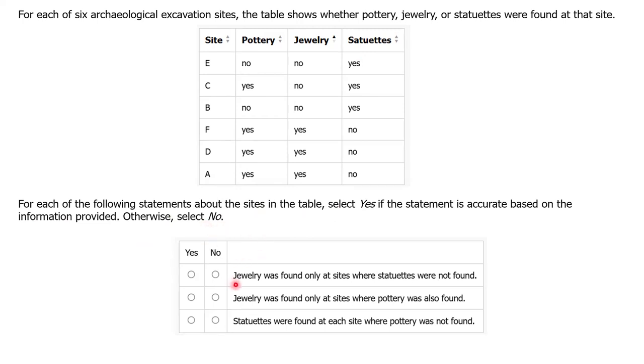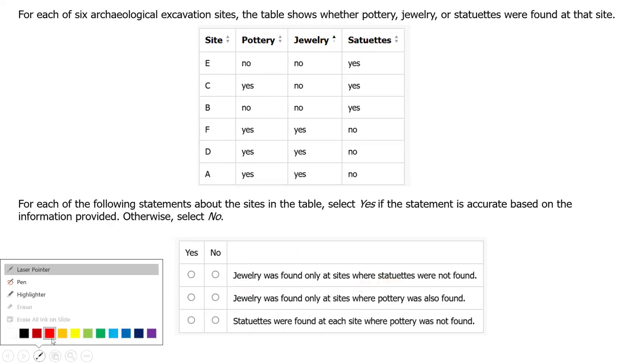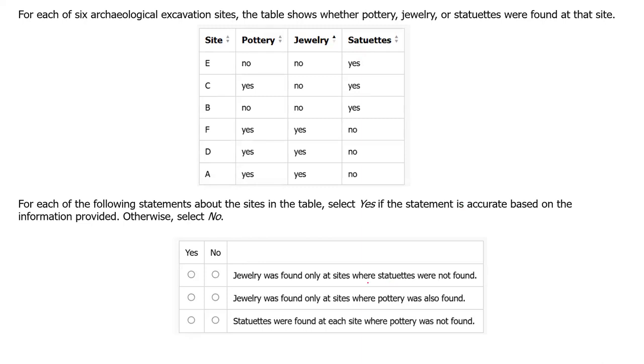So let's start with this. Jewelry, now again, jewelry was found only at sites where statuettes were not found. Now tell me, what data do we look at first? Jewelry or statuettes? Statuettes, right? So first of all, we look at sites where statuettes were not found. So statuettes were not found for F, D, and A, correct?